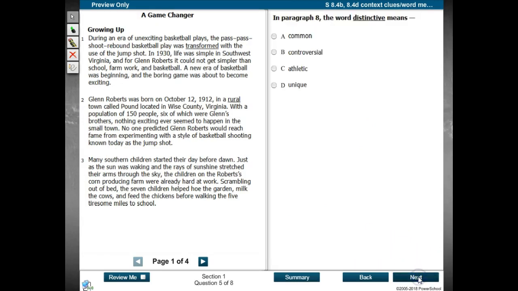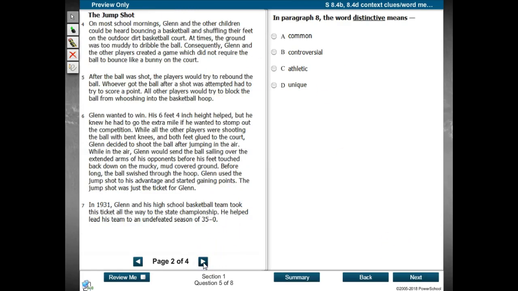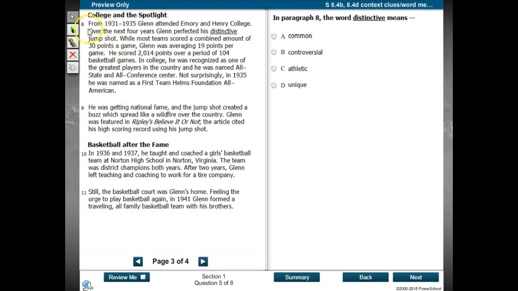For question number 5, we're going to look at just paragraph 8, so you don't need to read all this. Paragraph 8, the word distinctive. From 1931 to 1935, Glenn attended Emory and Henry College. Over the next 4 years, Glenn perfected his distinctive jump shot. While most teams scored a combined amount of 30 points a game, Glenn was averaging 19 points per game. So he was averaging 19, most teams got 30, he's a lot of scoring.